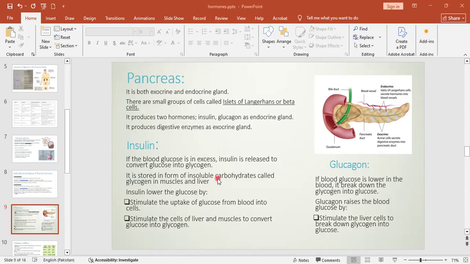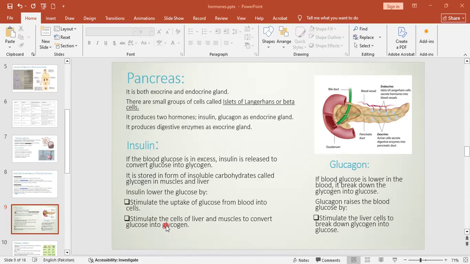The glycogen is an insoluble form, okay? It can be easily stored. It will be stored in the muscles and the liver. And whenever you require that glucose, this glycogen will be converted back to glucose and give you the energy. So the two functions of insulin: number one, stimulate the uptake of glucose from the blood into the cell, and stimulate the cells of liver and muscles to convert glucose into glycogen.